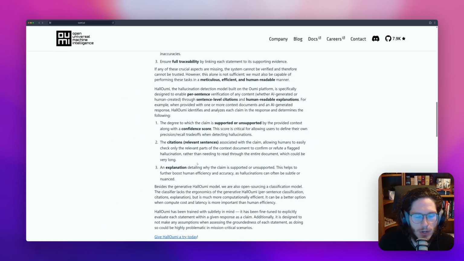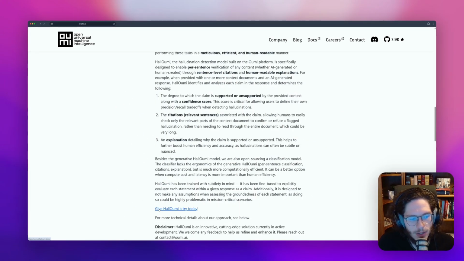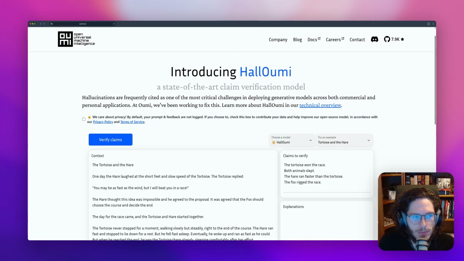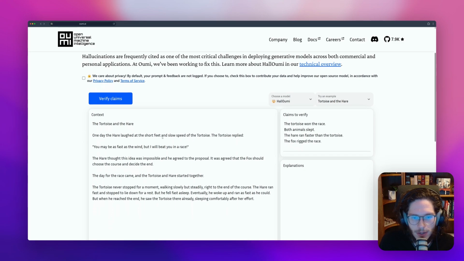Now, what does this look like in action? Well, we have a demo at oumi.ai/halloumi-demo that you can try. So let's go there now. So here is the opening page of the demo, and let's go ahead and get started.